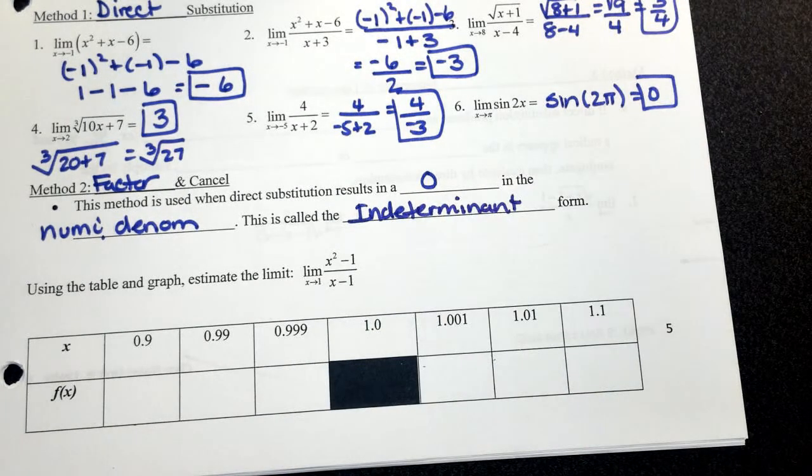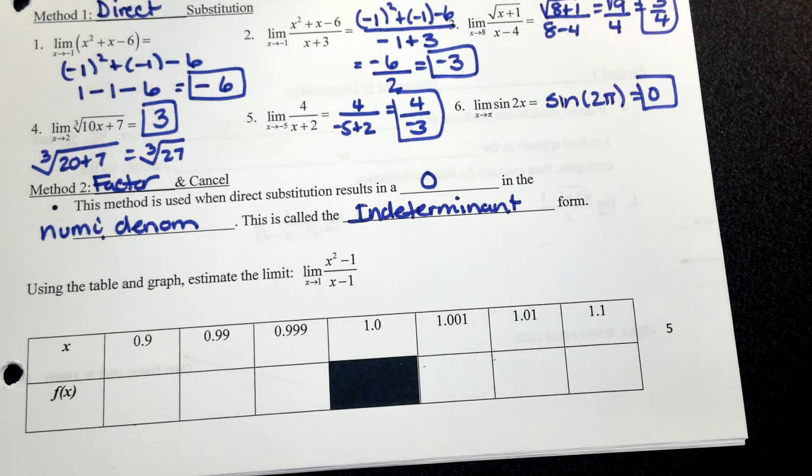Yes, Kieran? How does direct substitution not work? If you have a hole in the graph or you have a jump, remember, the limit is not equal to the defined value all the time. Yeah, so if the limit's not equal to the defined value, then that's when direct substitution is not going to work.